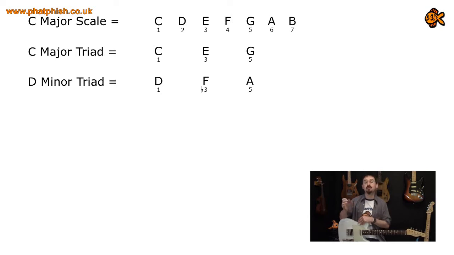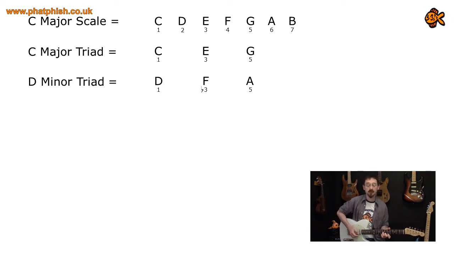So that flat third degree is why we call that a minor chord. It's got a formula of 1, flat 3 and 5. So in the case of the D root note, we've got a D, an F and an A. Or we play it on the top 3 strings.